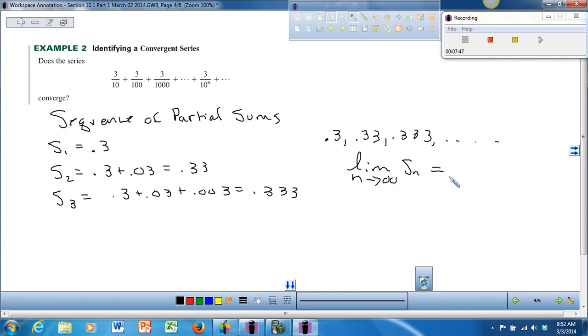What would it equal? 1/3. So we'll get 0.3 repeating, which we recognize to be 1/3. So the series converges to 1/3. Okay?